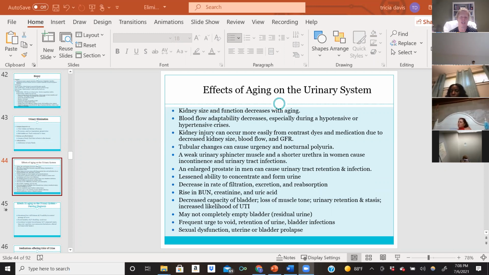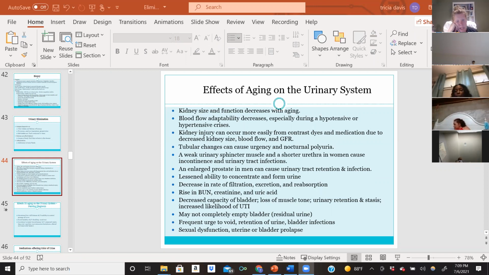As we get older, the urinary sphincter muscle becomes weak, and a shorter urethra in women cause incontinence and an increased risk of those urinary tract infections. With men, we see an enlarged prostate, which can cause urinary retention and infection. And so that prostate swells up around their ureter, and then it makes it really hard for urine to get out. So they have a slower stream.